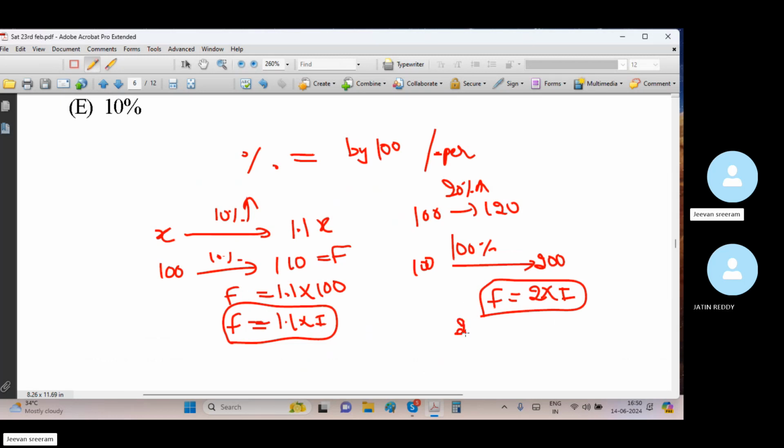200% increase means three times. 300% increase means four times. If there is a 300% increment, what is the final value? It will be 400. 400 means four times the initial value. So the final value is four times the initial value because of the 300% increment.